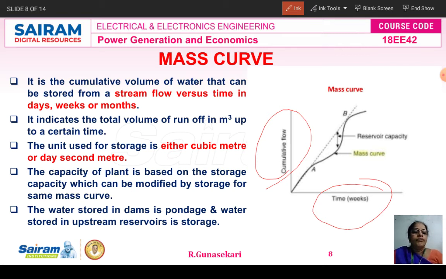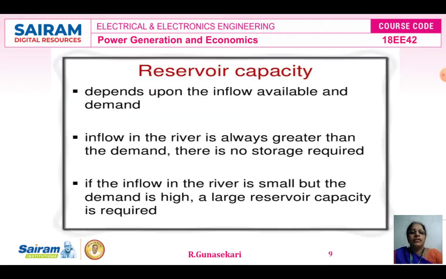Now you see from the mass curve, okay, this is the mass curve. So this is the A point, that is B point, A to B point, that is the mass curve. So this is nothing but the reservoir capacity, okay. The reservoir is always located before the dam, that means the dam is constructed behind the reservoir, okay. Then we studied about the reservoir capacity. What is meant by reservoir capacity?